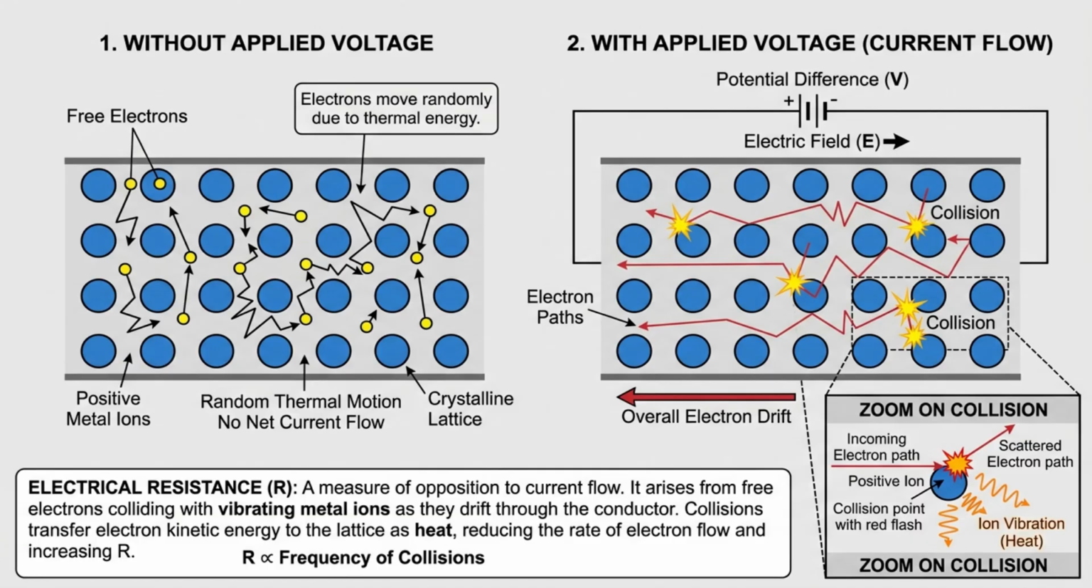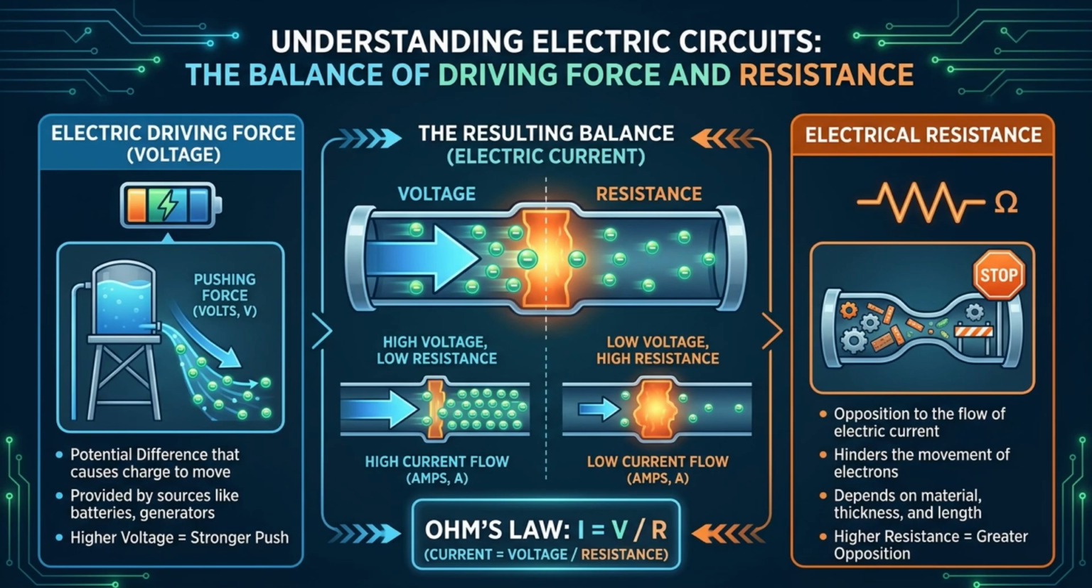When voltage increases, the electric field becomes stronger, causing more charge to move through the conductor each second. When resistance increases, collisions become more significant, reducing charge flow. Ohm's law mathematically describes this balance between driving force and opposition. Rather than viewing it as a formula to memorize, engineers see Ohm's law as a model that explains how electrical systems naturally respond to changes in voltage and resistance.